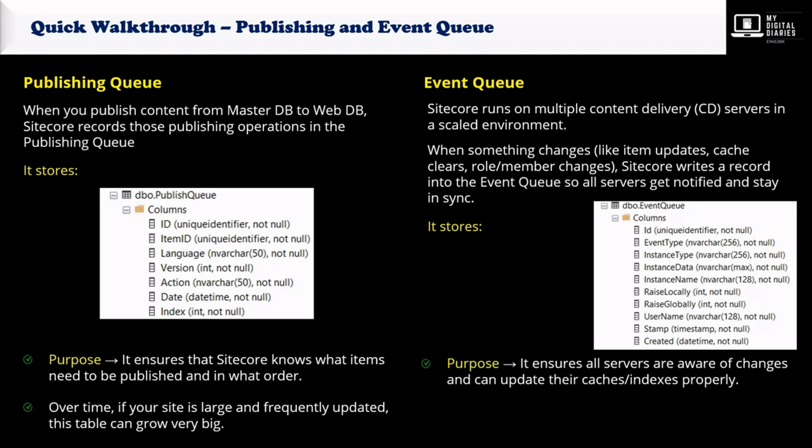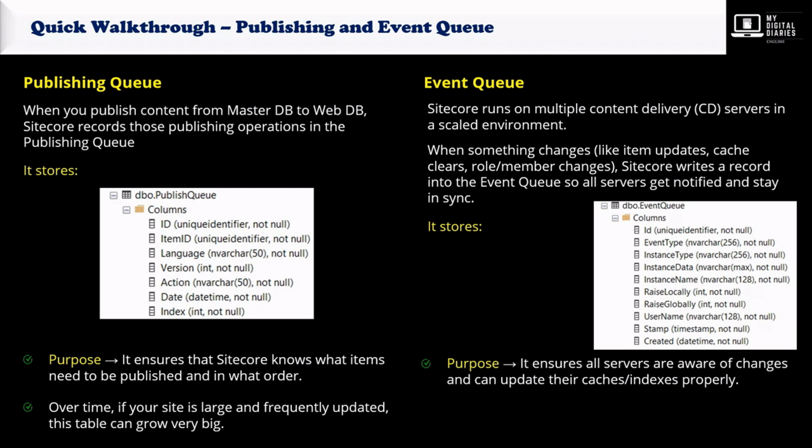So what is the purpose of the event queue? The main purpose is very powerful. It ensures that all CD servers are aware of any changes and can update their cache or indexes accordingly. Without this, one server might show updated content while another still shows the old cached data, leading to inconsistency for users. Let us take a simple example.